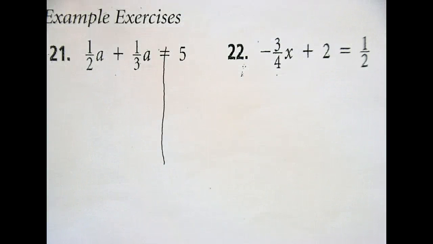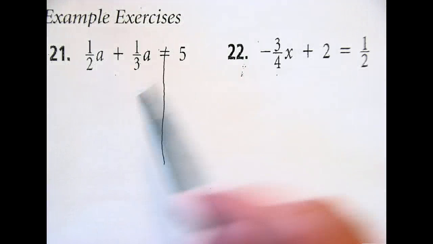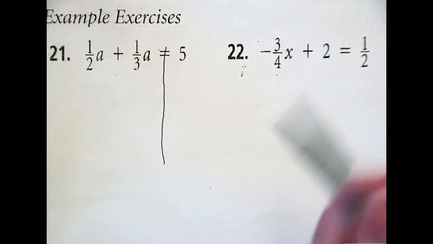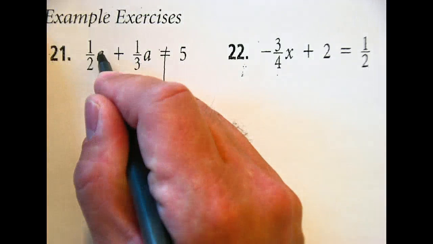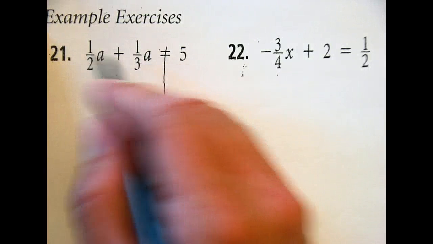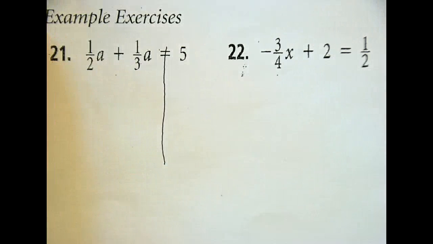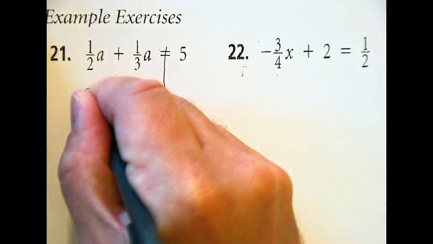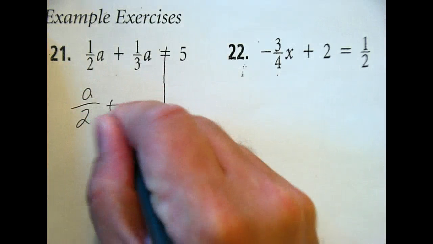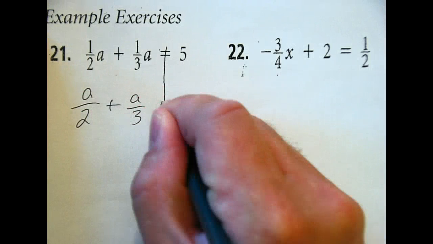Look at 21. What's different about this problem compared to all the other ones we've done? Caden? The bottom number on the fractions are not the same. The bottoms on the fractions aren't the same, and there's more than one, right? So the first thing I'm going to do is attach the A. Where does the A get attached to? Yeah, so it becomes 1A over 2 plus 1A over 3 equals 5.